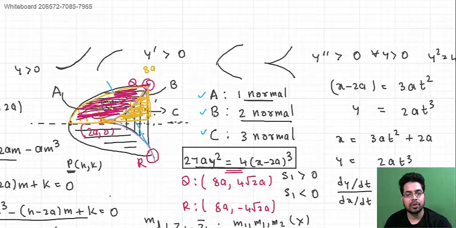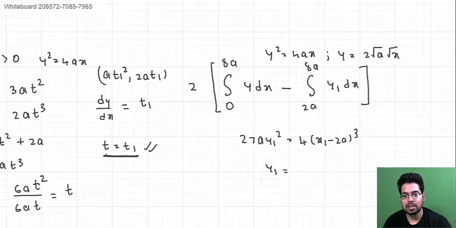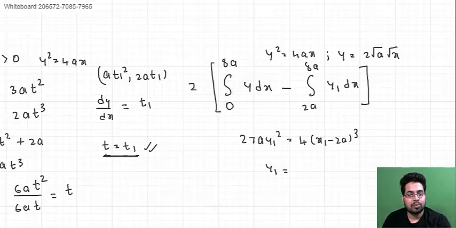But I need to take double of this because I need to consider this area as well. That is why I have subtracted this from this curve, 2a to 8a, and I have taken twice of this. So this was the very important property.